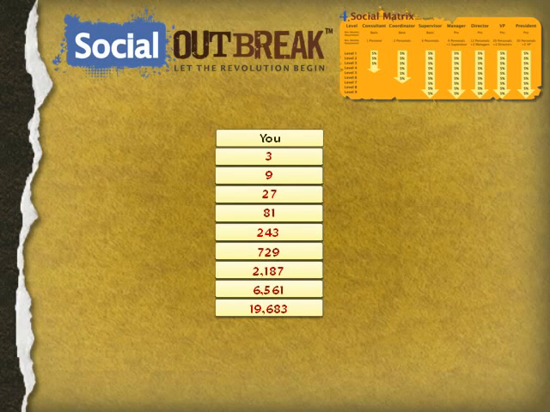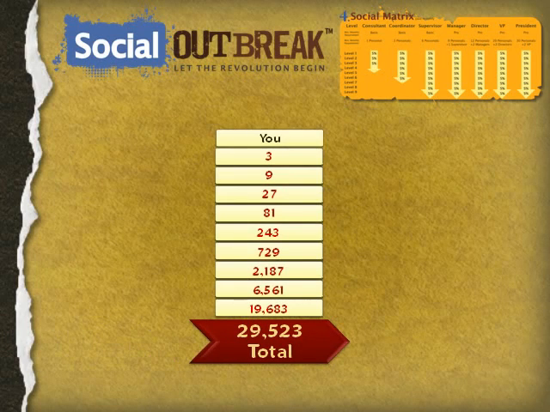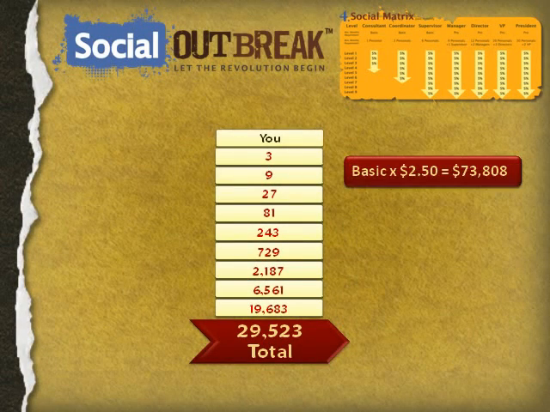And in fact, if you add up all the people in your 3x9 matrix, you have the potential of having 29,523 people in your matrix. Now, to give you an idea of the earning potential of that, imagine that you had this full matrix with that number of people, and all of them were just on the basic auto pay level. At 5%, that's $2.50 a month per person in your matrix. That's a payout of $73,808 if they're all on the basic level.